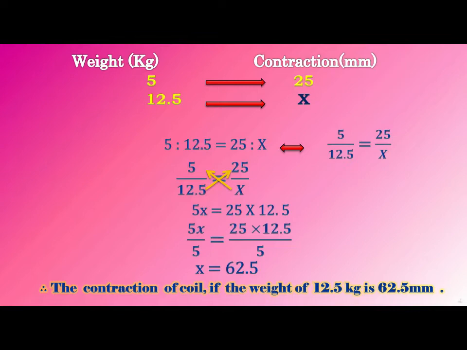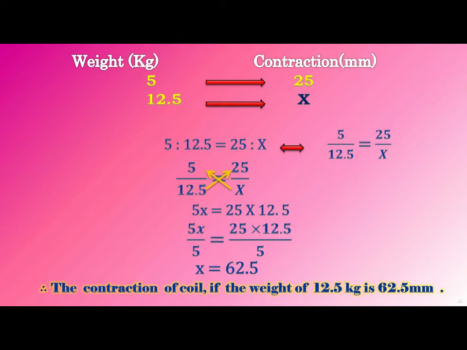25 multiplied by 12.5. Now if you want to simplify this, you can, but I am not doing so. Next we can see that 5 is multiplied by x, 5x. 5x equal to 25 multiplied by 12.5. So we will divide either side by 5. 5 and 5 cancel out. On the other side, 25 multiplied by 12.5 divided by 5.